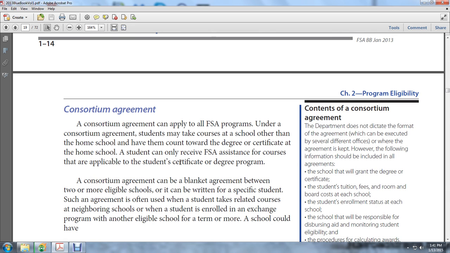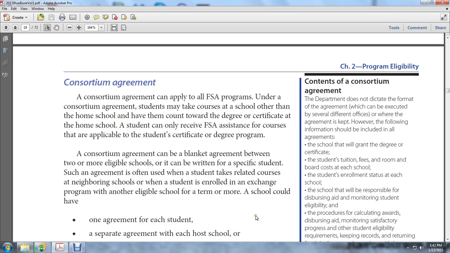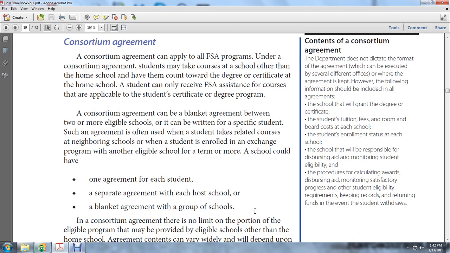A student can only receive federal student aid for courses that apply to the student's certificate or degree program. A consortium arrangement can be a blanket arrangement between two or more eligible schools or can be written for specific students. Such an agreement is often used when a student takes a related course at a neighboring school or is enrolled in an exchange program with another eligible school for a term or more. A school could have one agreement for each student, a separate arrangement for each host school, or a blanket arrangement for a group of schools.